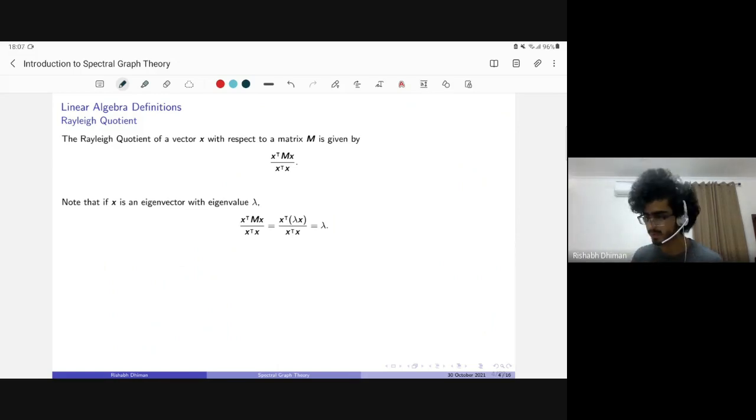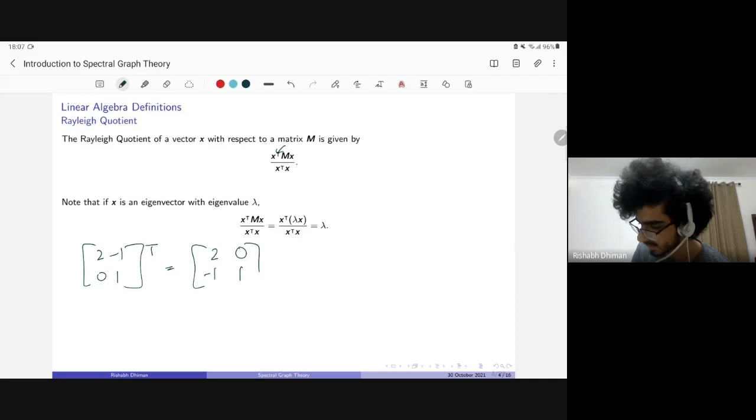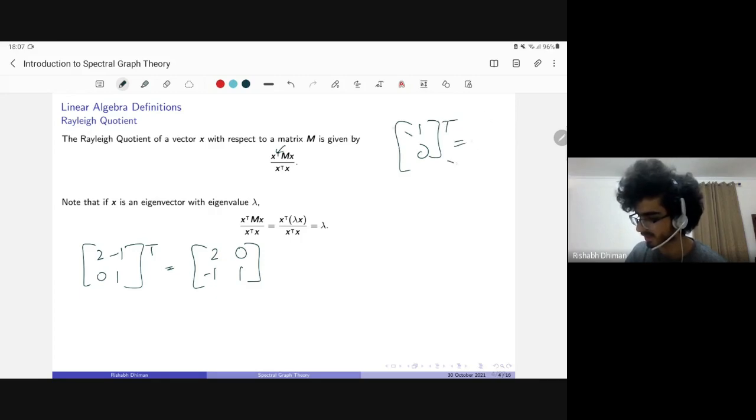Just note here, T refers to the transpose of a matrix. So its transpose is just you flip it along the diagonal. This is your transpose. Similarly, if you have some vector 1, 0, its transpose is just you flip it along the diagonal, and you get 1, 0.